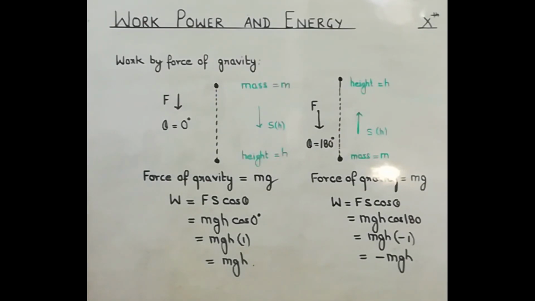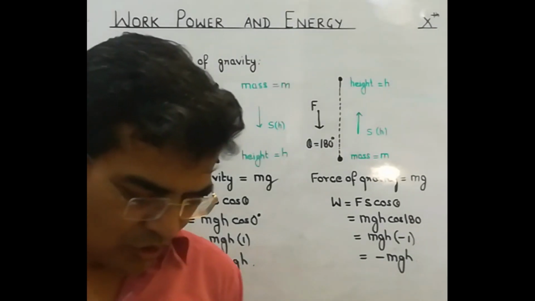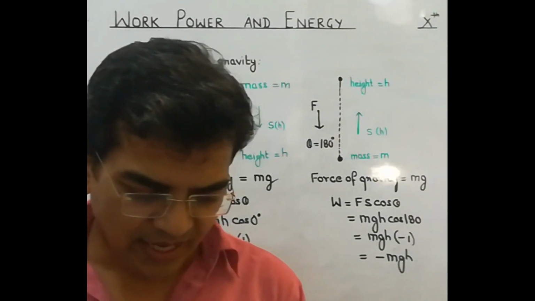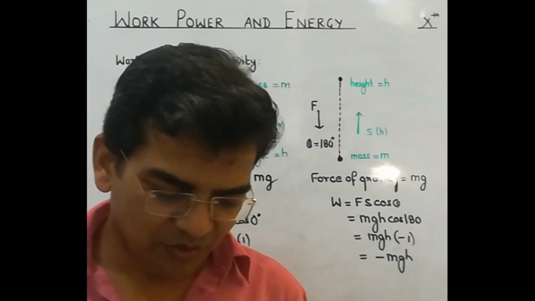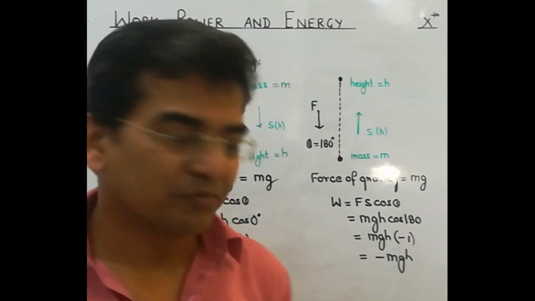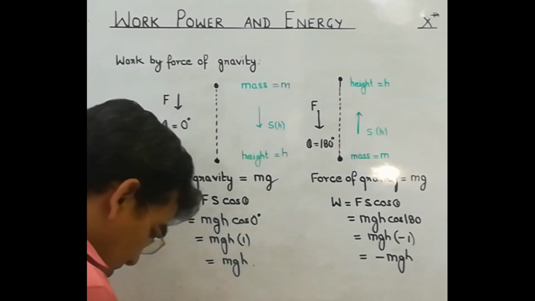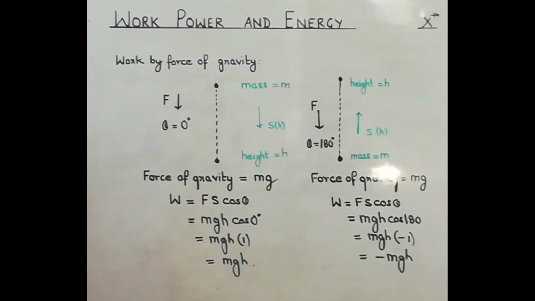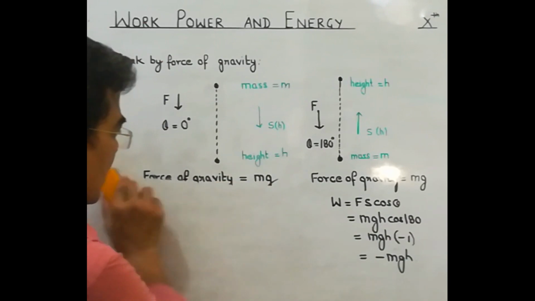Okay, next we have the units of work. The SI unit is joule and the CGS unit is erg, and then we have a relation between these two. So let us see how to derive the relation between the units of work.